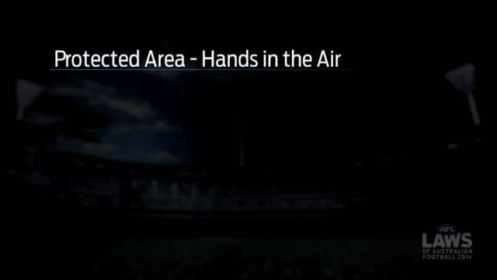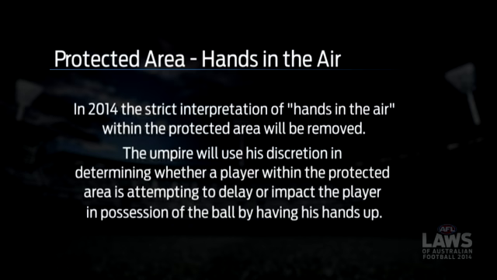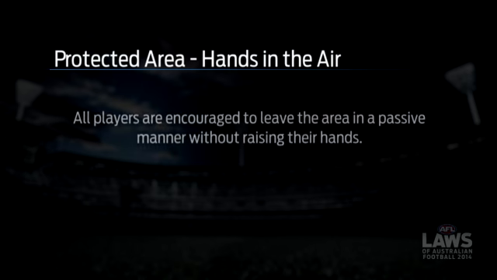Protected area. Hands in the air. In 2014, the strict interpretation of hands in the air within the protected area will be removed. The umpire will use his discretion in determining whether a player within the protected area is attempting to delay or impact the player in possession of the ball by having his hands up. All players are encouraged to leave the area in a passive manner without raising their hands.